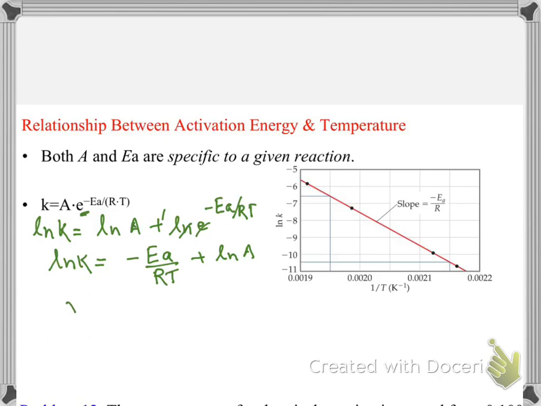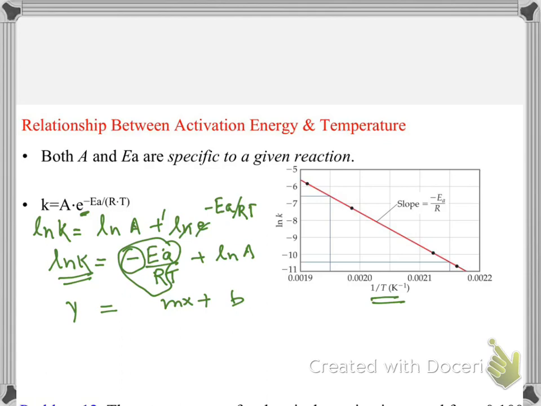Again, compare it with the linear equation. If you draw the graph between 1 over T on the x-axis versus ln K on the y-axis, you will get a straight line with a negative slope, and the slope of this will be negative EA over R. This is one way to find the activation energy graphically.